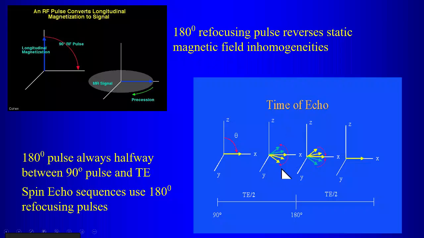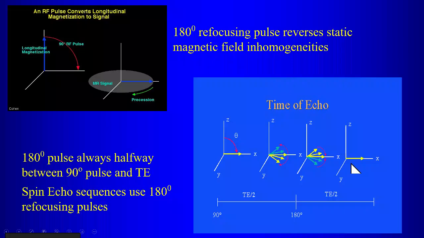So if we do that to racers on a racetrack, essentially reversing the positions, the ones in front now go the same distance as they are in front, but they go behind, and the ones that are behind go in front. And then we keep going, the faster ones catch up to the slower ones, and then everything is in phase again. Okay? So that is called a 180-degree refocusing pulse, and that will reverse the magnetic field inhomogeneities.